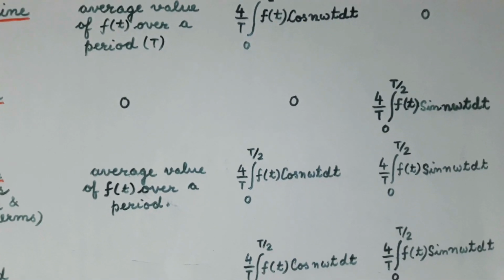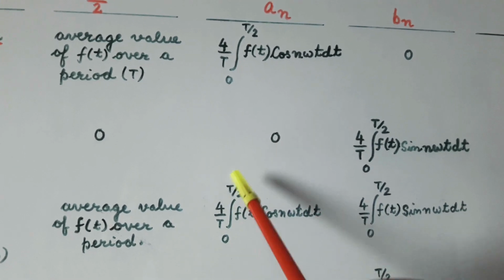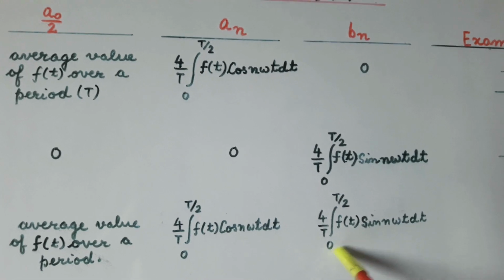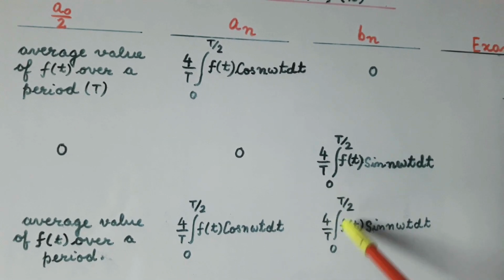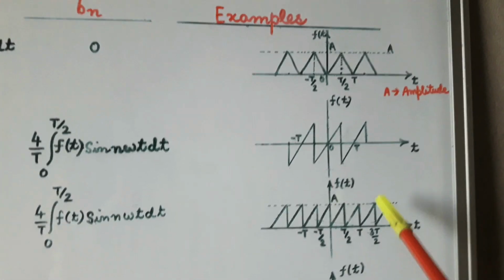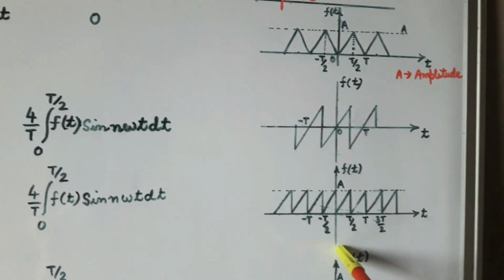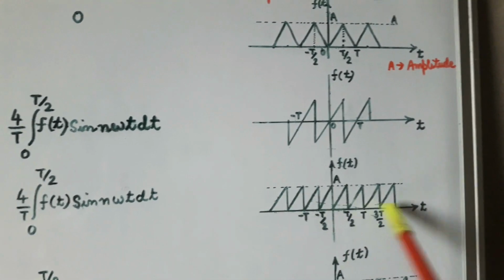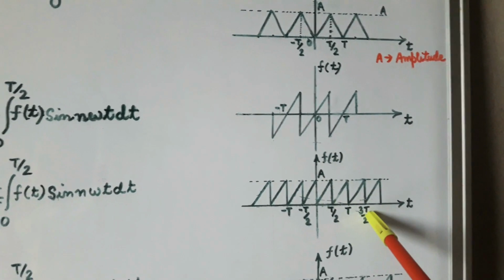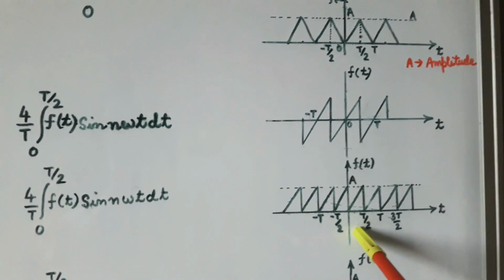The value of an will be found out by this relationship, 4 by T integration 0 to T by 2 of f(t) cos n omega t dt. The value of bn will be given by this relation, 4 by T integration 0 to T by 2 of f(t) sin n omega t dt, and this is an example of this type of function. From this figure we find that f(t) will be equal to f(t plus nT by 2) and also f(t minus nT by 2).